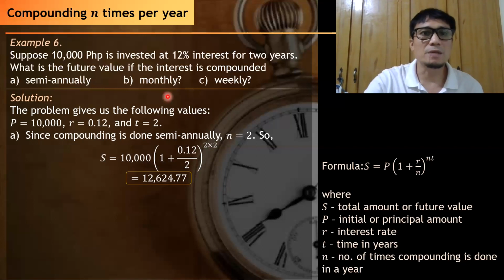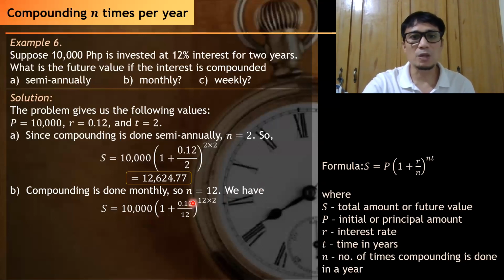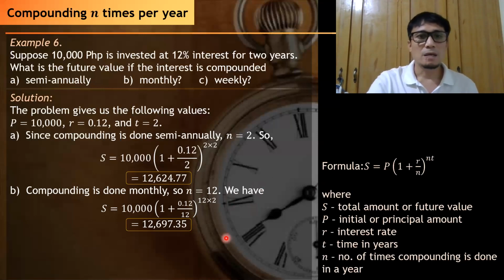Now letter B, when compounding is done monthly. If it is monthly, it means that you are compounding the interest 12 times in a year. That's why your N is equal to 12. Again, we plug this into the formula. So you have 10,000 times (1 plus 0.12 over 12) raised to 12 times 2. Using the calculator, we have 12,697.35 when compounding is done monthly.